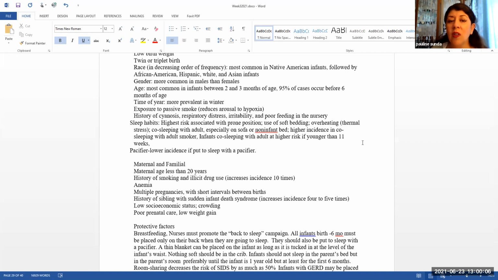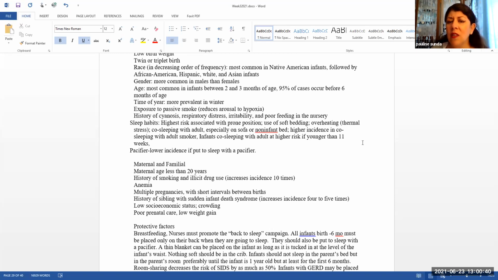Exposure to passive smoke, this reduces arousal to hypoxia. History of cyanosis, respiratory distress, irritability, and poor feeding in the nursery. Sleep habits, highest risk associated with prone sleeping, use of soft bedding, overheating, which is due to thermal stress, co-sleeping with an adult, especially on a sofa or non-infant bed, higher incidence in co-sleeping with an adult smoker.